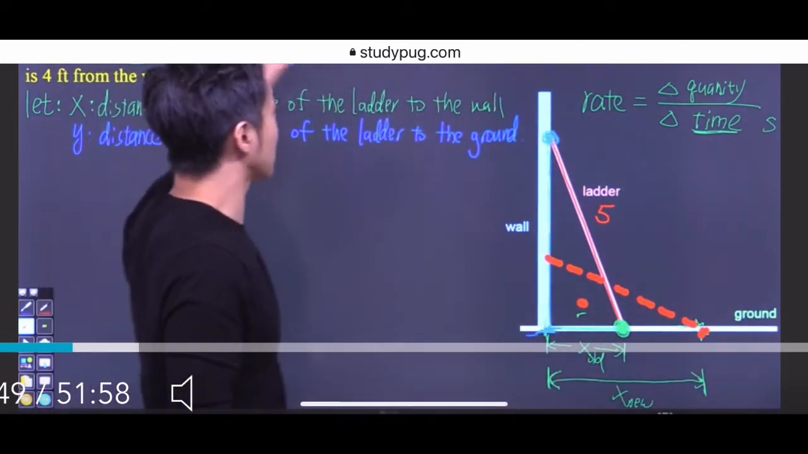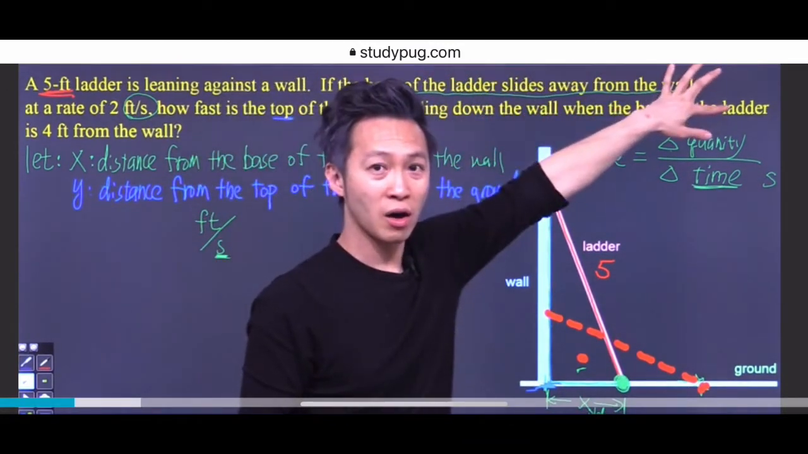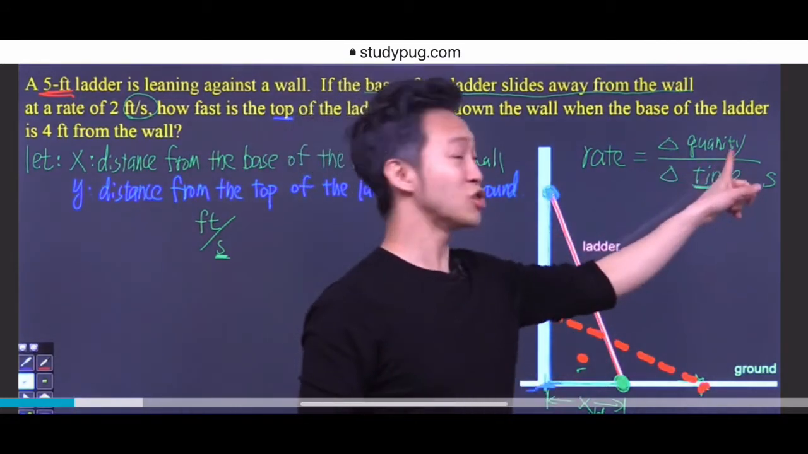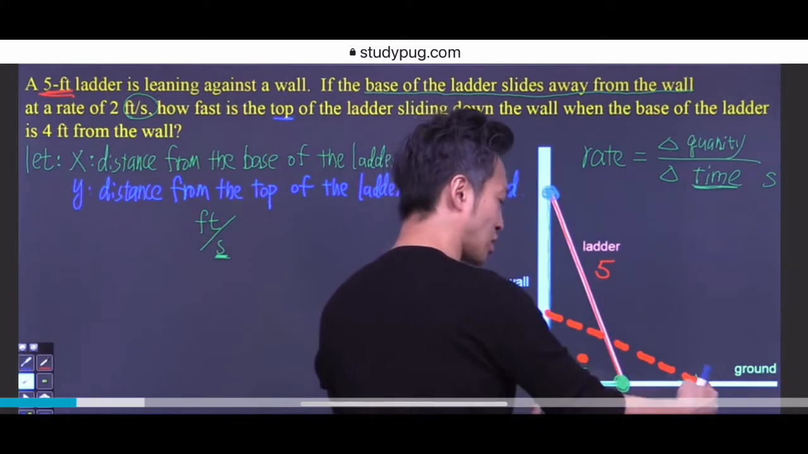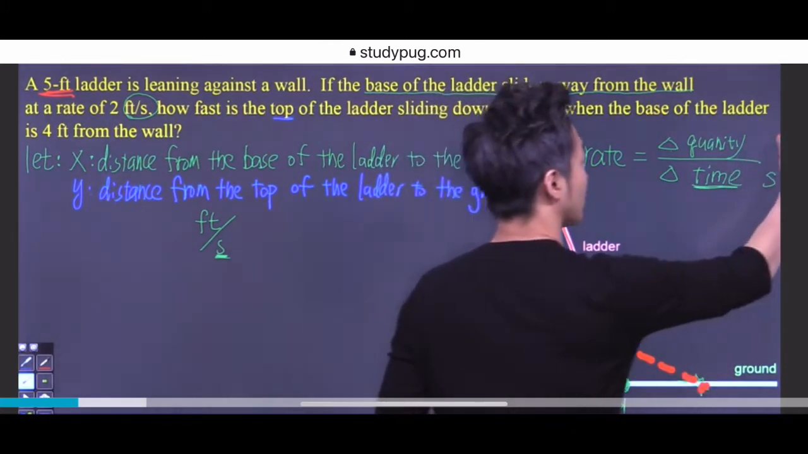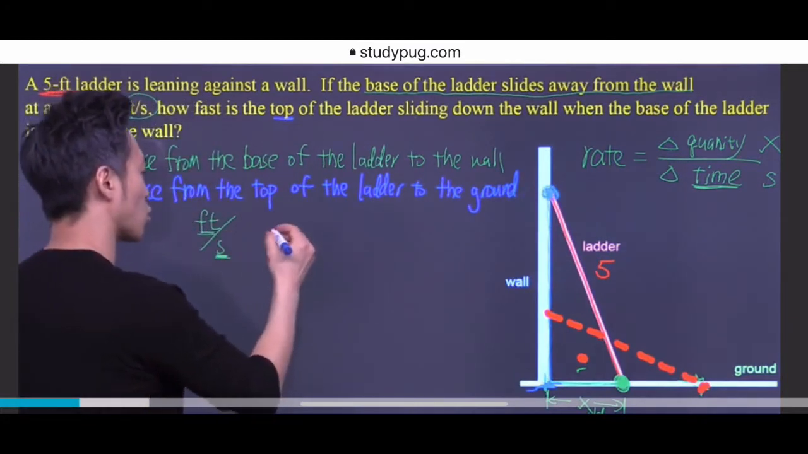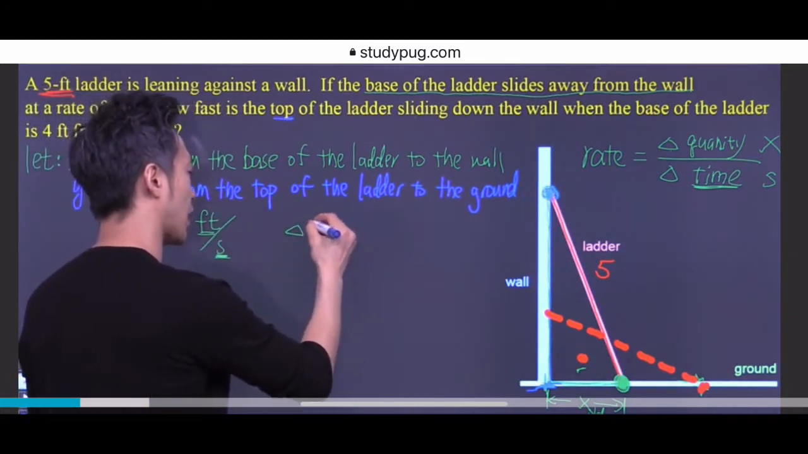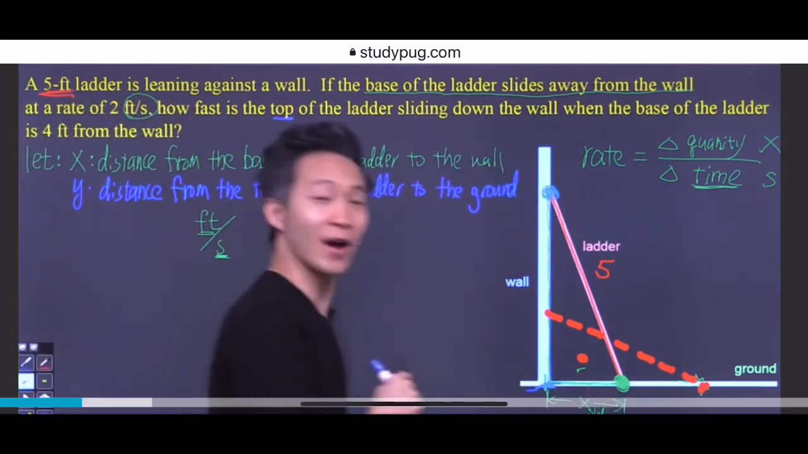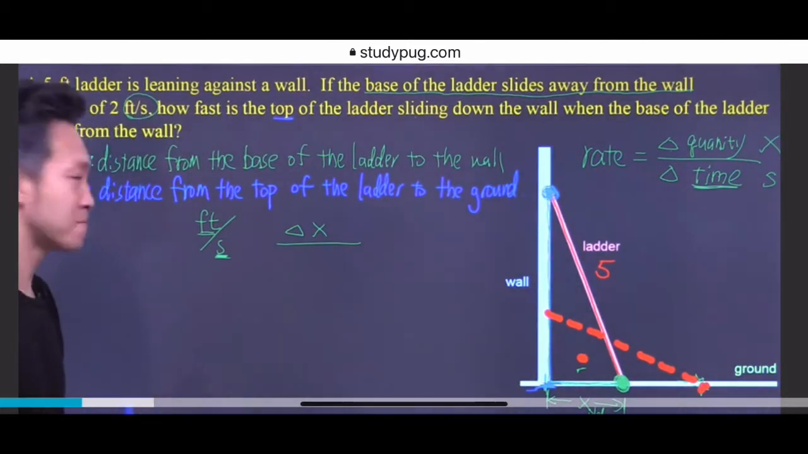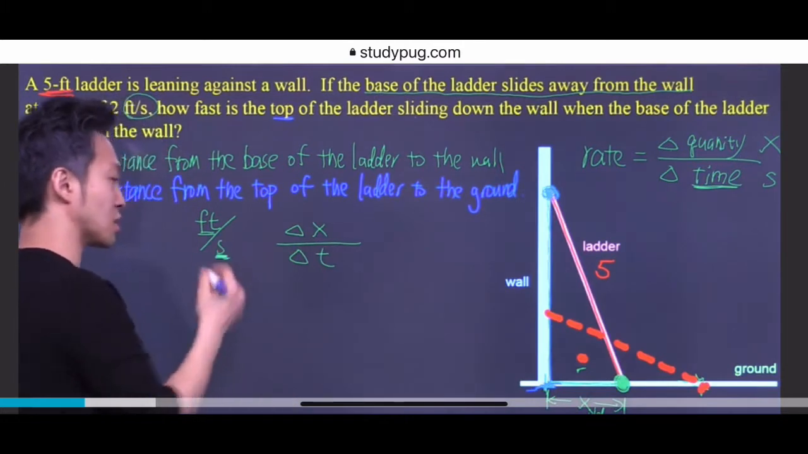So now, as the base slides away from the wall, what's being changed? The change in quantity now is the change in the length of x. So this quantity is referring to the change in x, over the change in time. In this case, time is measured in seconds.